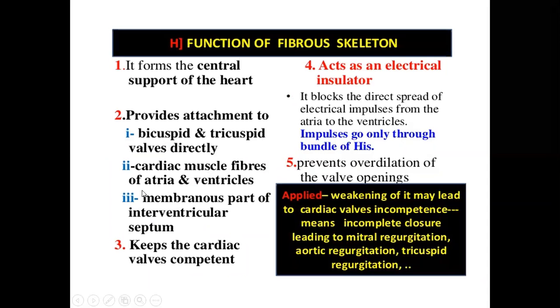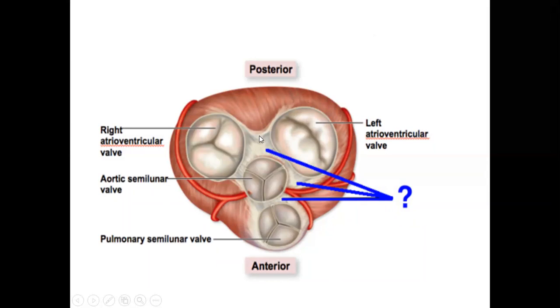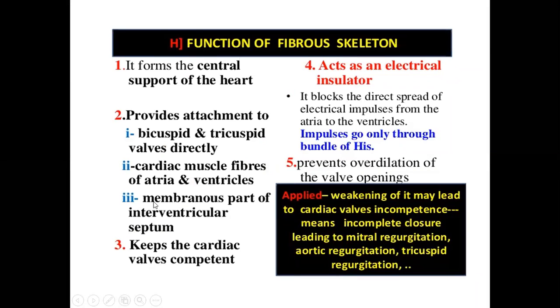Cardiac muscle fibers of the atria and the ventricles, as I said: if you can see here, the atria have been removed, and you can see these are the ventricular muscles. All these ventricular muscles are attached to the fibrous skeleton. Similarly, from above, the atrial muscles are attached. So there is no communication between the atrial and ventricular muscles except through this fibrous skeleton. The fibrous skeleton separates the atria from the ventricles.